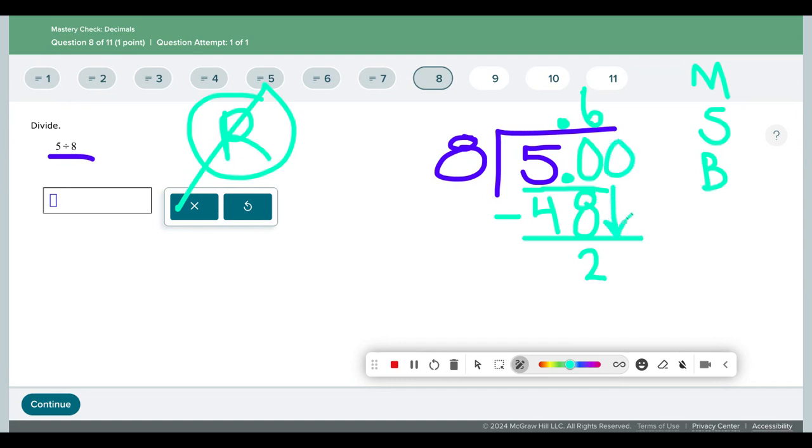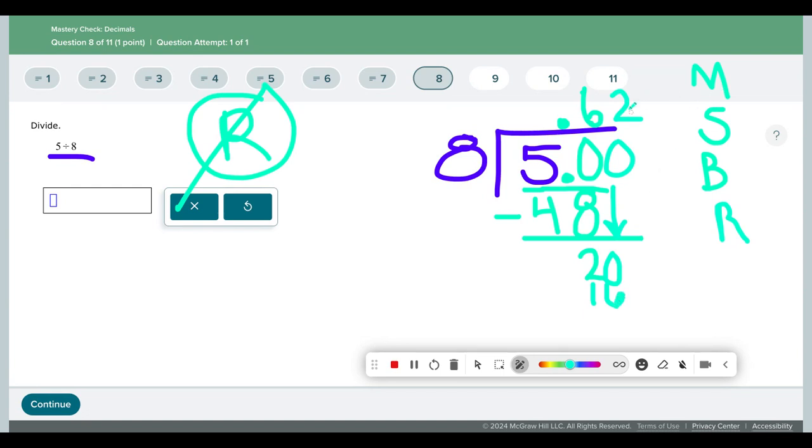Did not change the value. This is still just worth 5. But now I get to bring it down here. Okay, the whole purpose for this is so I can keep going. So I had something to bring down. Now I'm ready to repeat the whole process all over again, right? So now when I repeat, I'm going to ask what times 8 will get me close to 20 without going over, right? So if I do 2 times 8, I'm going to get 16, correct?